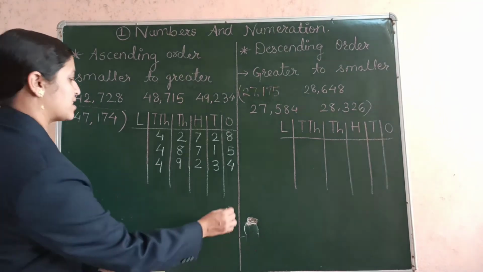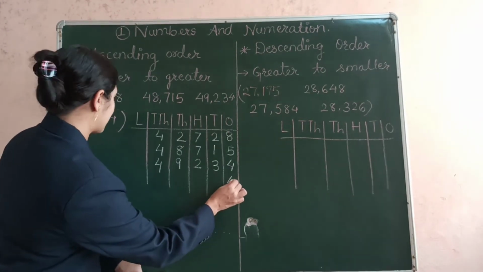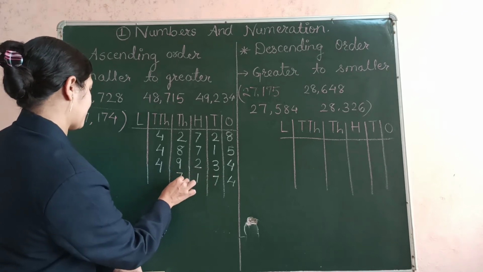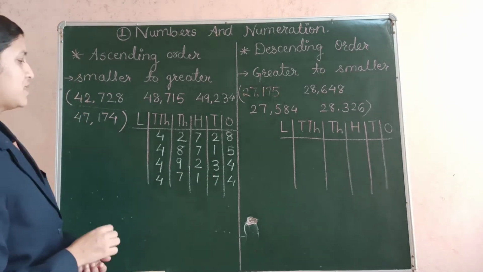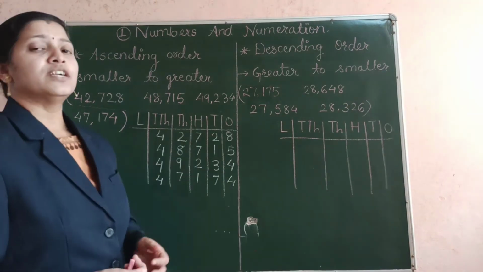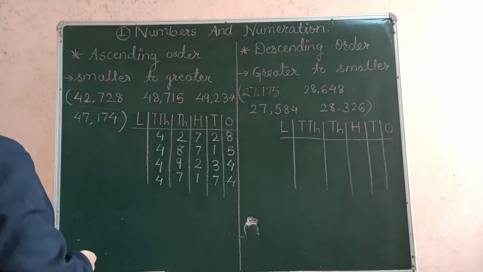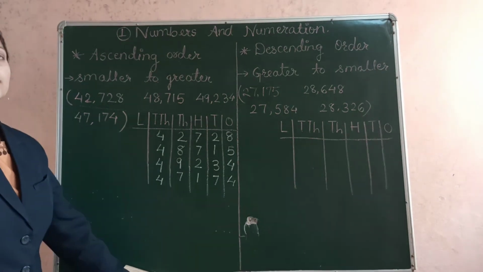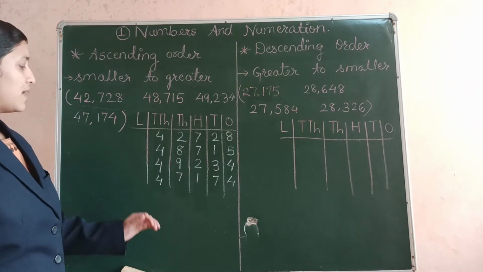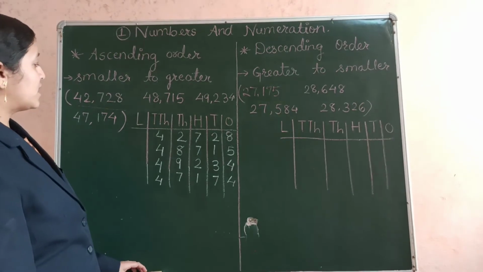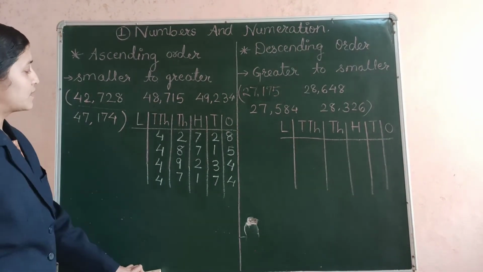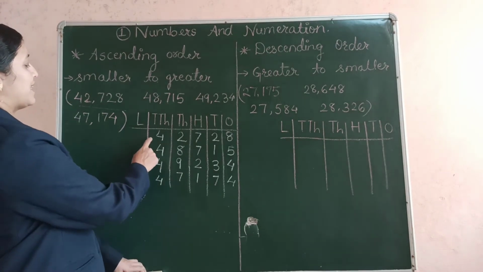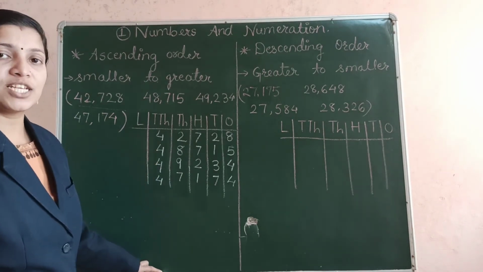And this is the last number. So all the numbers have 5 digits. When we are comparing the numbers, what are we supposed to do? We are supposed to start from the biggest place value. In this set, you can see that all the numbers have 5 digits, so 10,000 is the biggest place value here.